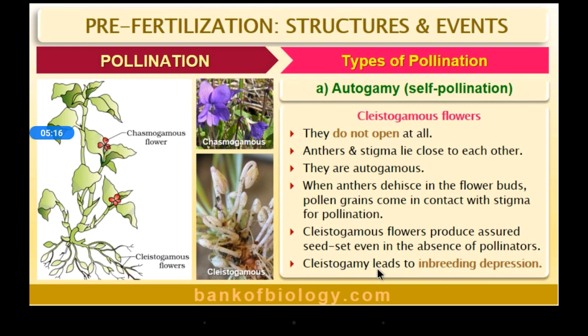And cleistogamy leads to inbreeding depression. That is very important. Inbreeding depression means inbreeding leads to reduced biological fitness. Why? Because breeding is taking place between related individuals, that is, breeding that takes place inside a family itself. The chief effect of this inbreeding is that it increases homozygosity in the progeny, as the breeding is taking place between related individuals. There is no chance of any cross-pollination.